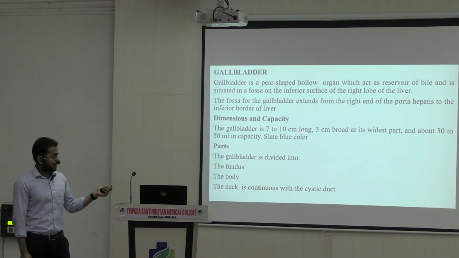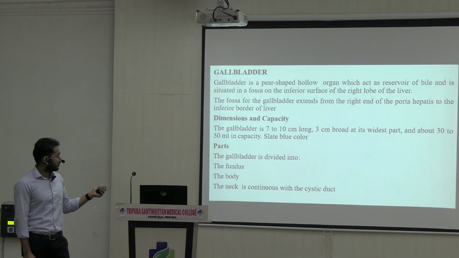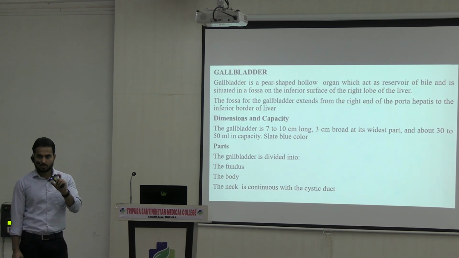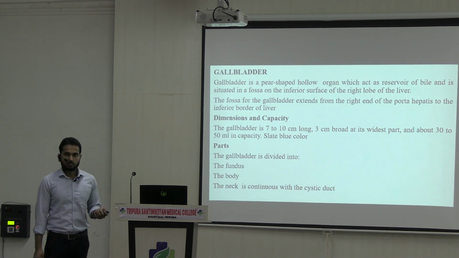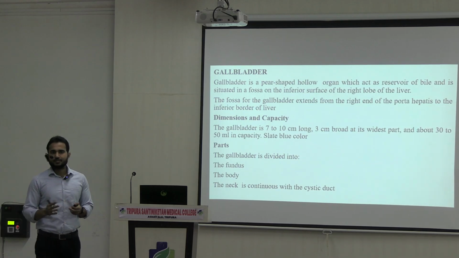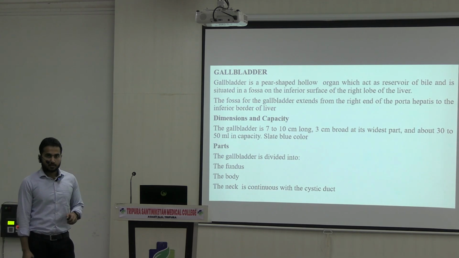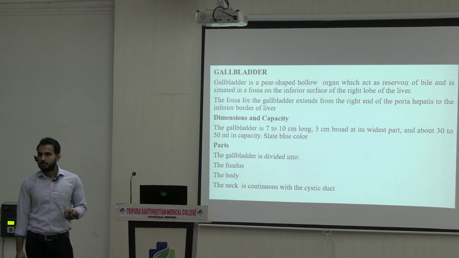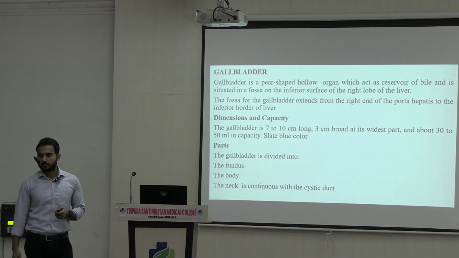Next, dimensions: approximately 7 cm to 10 cm long, width approximately 3 cm, and 30 to 50 ml of bile is stored inside the gallbladder. And slate blue color. If you see the fresh gallbladder, it is slate blue color. In a cadaver some color changes are there, but in a fresh specimen it is slate blue. Now what are the parts of the gallbladder? You have seen the gallbladder, right? 7 to 10 centimeter long, 3 centimeter broad, and capacity is approximately 30 to 50.